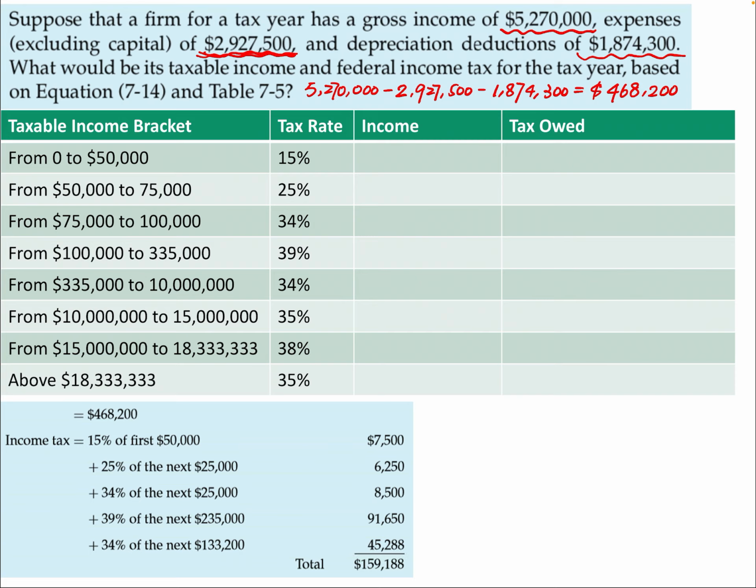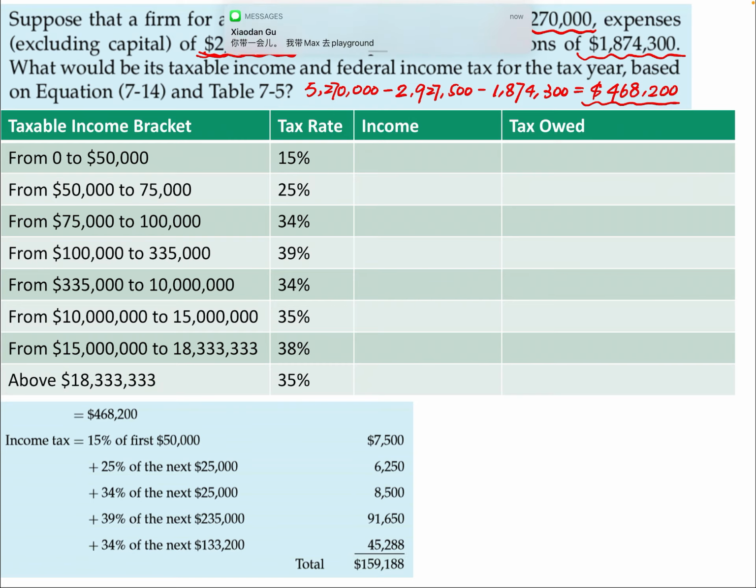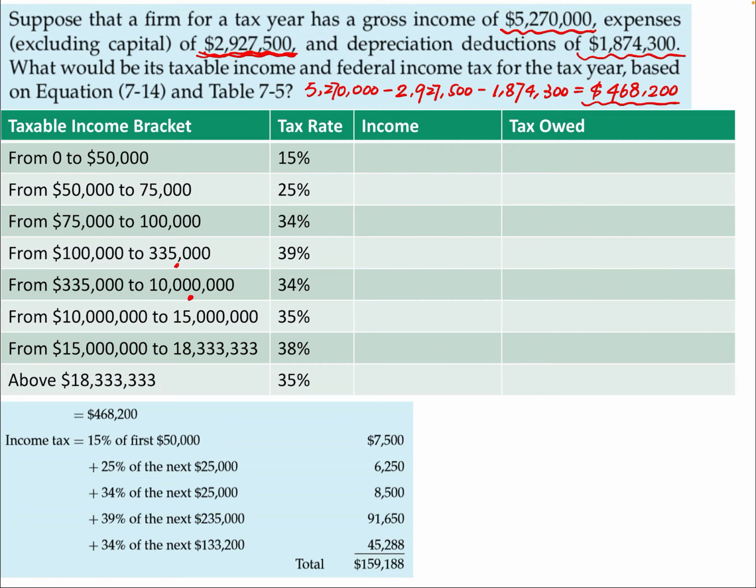Okay, so this is your taxable income. And then to calculate the tax, you need to slice this into pieces to fill up this table. What do I mean? So first, the 468,000 is higher than 50,000, and it's also higher than 75,000. It's higher than 100,000. It's higher than 335,000, but it is under 10 million.